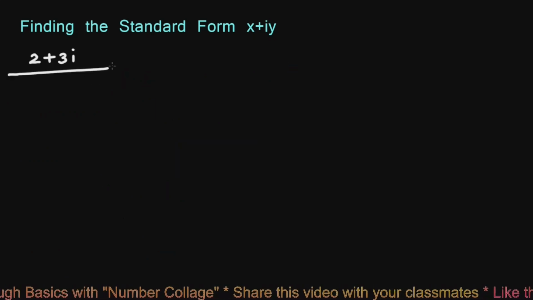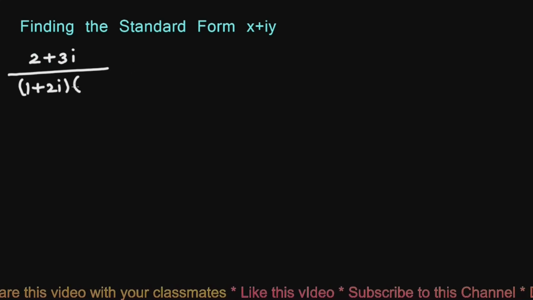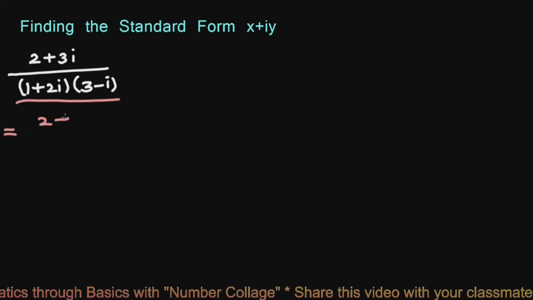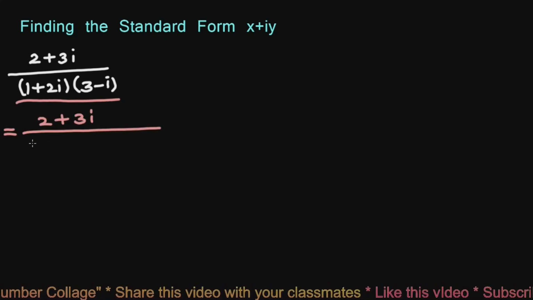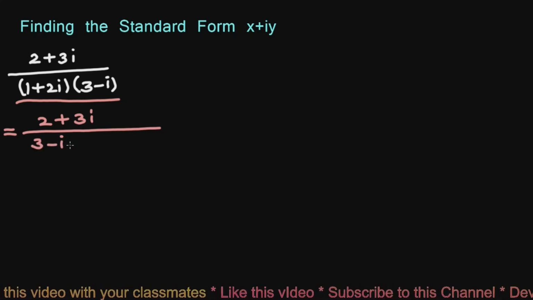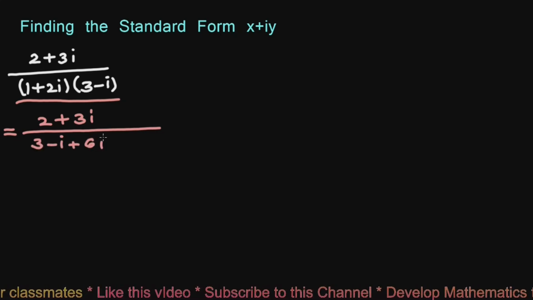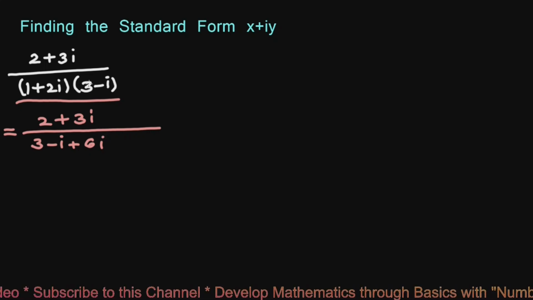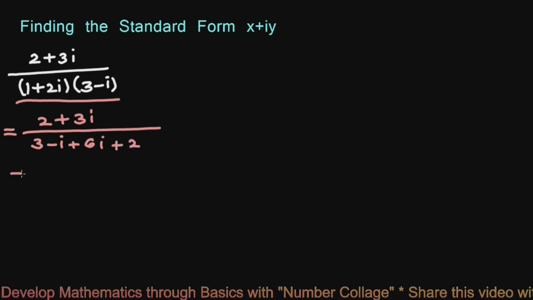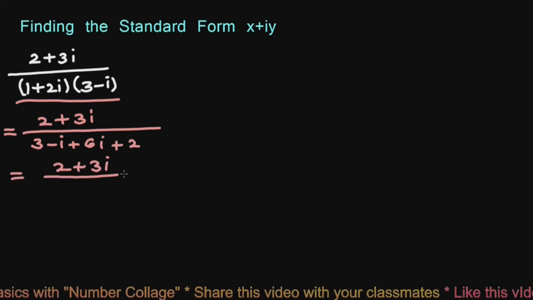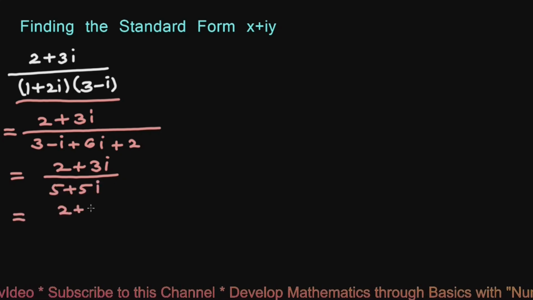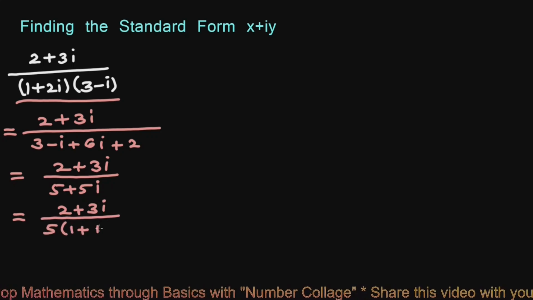We will see how to express (2 plus 3i) upon (1 plus 2i) into (3 minus i). First we will solve the denominator. We write (2 plus 3i) upon 1 into (3 minus i), 3 minus i, plus 2i into 3, 6i, 2i into minus i, minus 2i square, but since i square is minus 1, it will be plus 2, equals (2 plus 3i) upon (5 plus 5i), equals (2 plus 3i) upon 5 into (1 plus i).